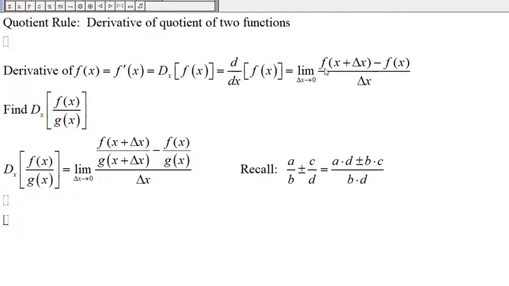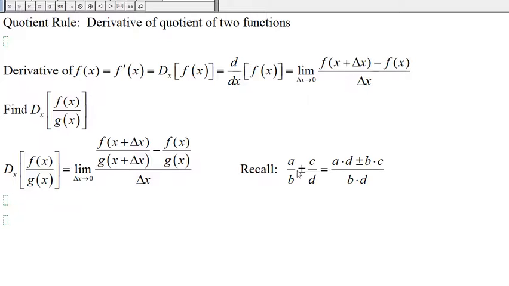By definition, the derivative is f of x plus delta x minus f of x divided by delta x as delta x approaches 0. Here we want the derivative of a quotient of two functions. And so by definition of derivative, instead of f of x plus delta x, now we have f of x plus delta x dividing by g of x plus delta x. And then here it's just minus f of x, but here we're dealing with a quotient, so it'll be minus f of x dividing by g of x.